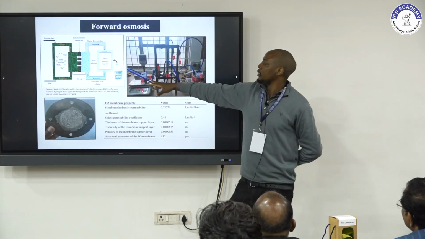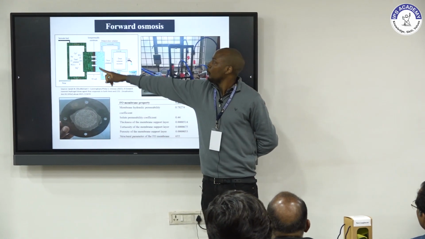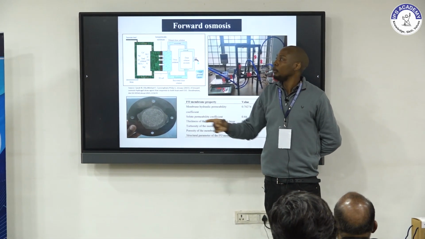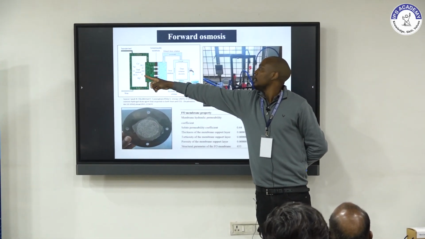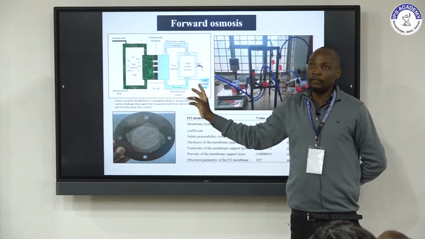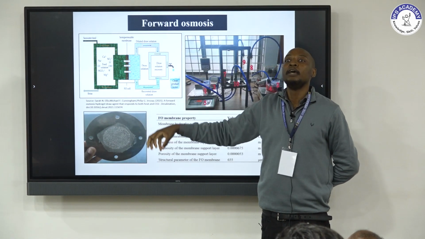But this forward osmosis has got two sections. The first one here, we've got our feed. It can either be brackish water or seawater, which has got these salts. Then we've got our partially permeable membrane. Now, the driving force for forward osmosis is an osmotic gradient. There's no pressure involved like reverse osmosis.